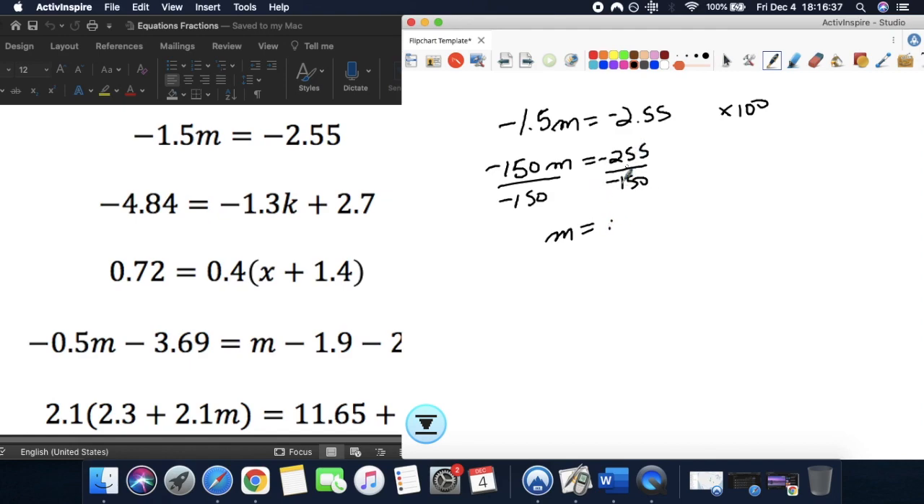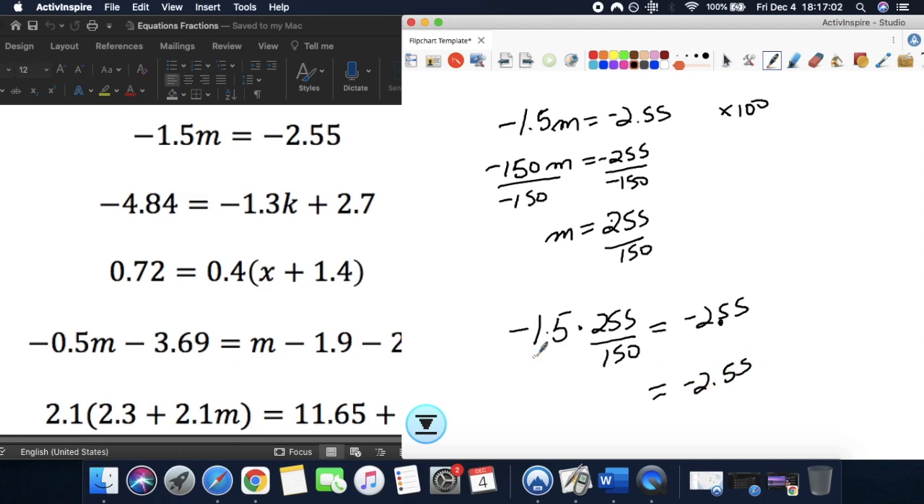So actually it's not negative, it's positive, my apologies. My answer is going to be 255 over 150. So I can go back to my original equation and substitute. So I get negative 1.5 times m, which is 255 over 150. And is that equal to 2.55, that's my original equation, right?